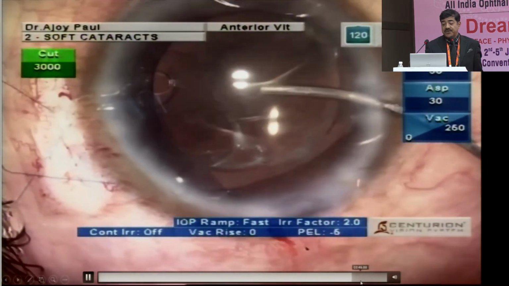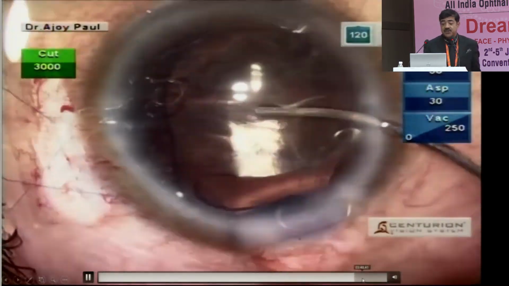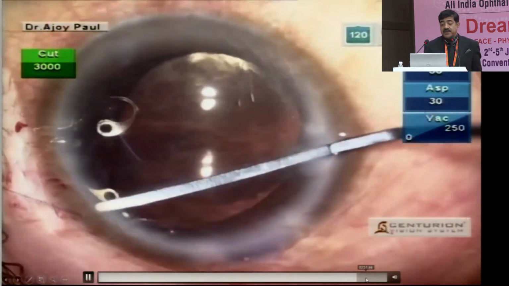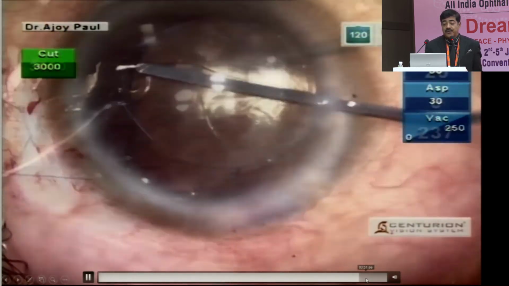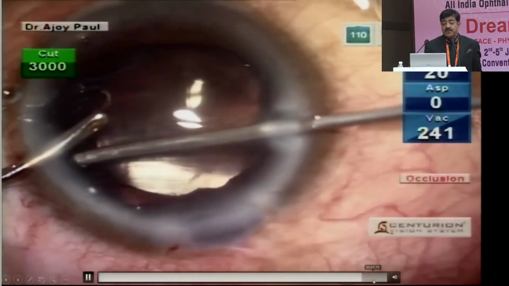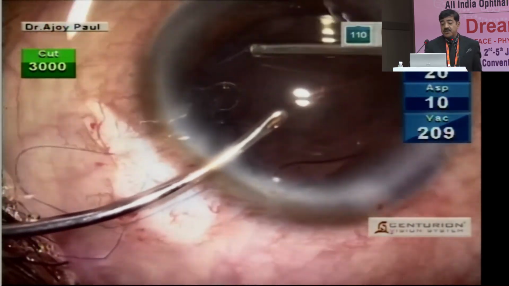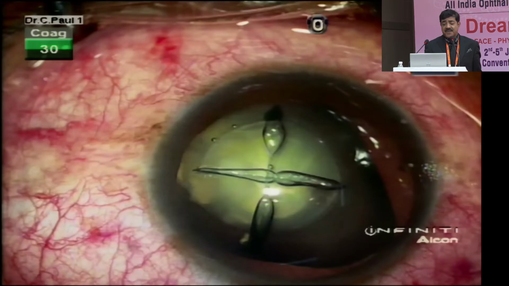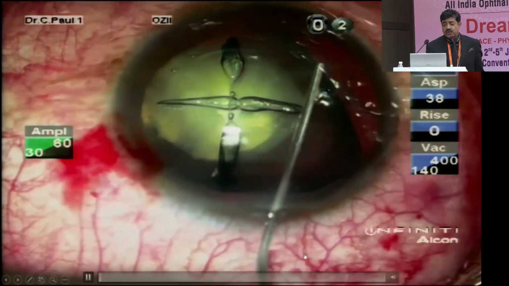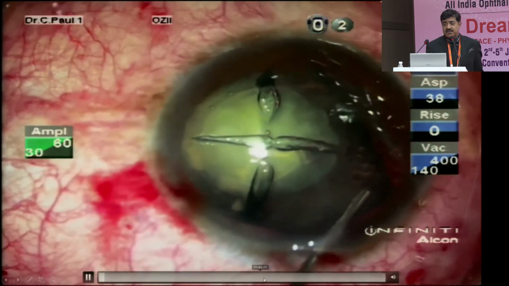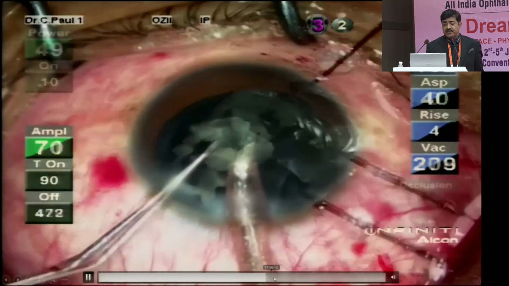Actually, this was a mydriatic case. Ultimately, in the next stage, we did a single pass four-throw technique for this patient, fixing the iris, because this is a mydriatic, 6 millimeter dilated pupil. So in the second stage, we did it. As I have shown many times, this is an extreme subluxation. See, this is what we have done, 3 and 4.